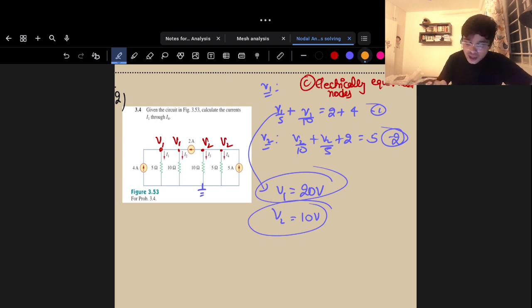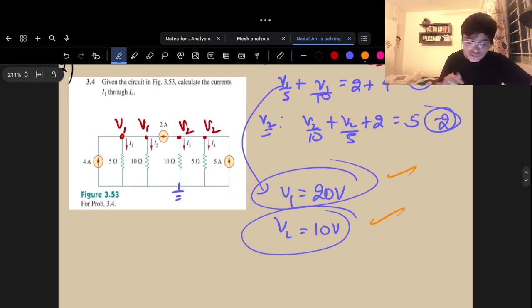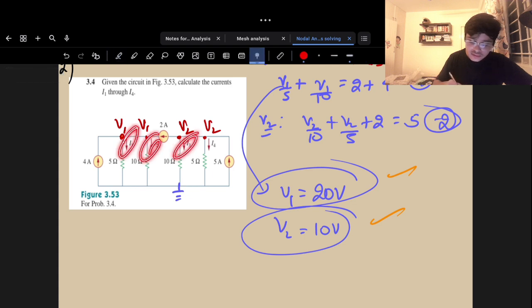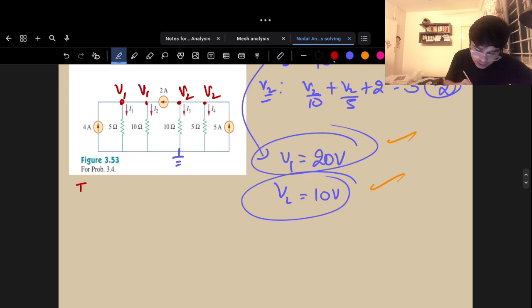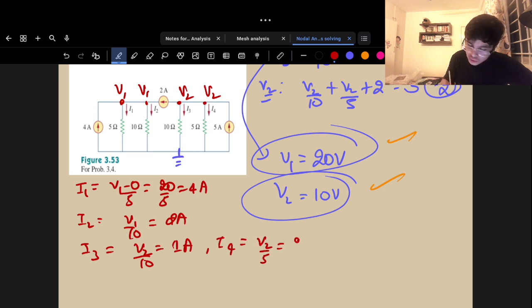All right. Now, once we have these two, who is stopping us from finding the currents, right? So I1 would simply be V1 minus 0 by 5, which is 20 by 5, equal to 4 amps, and I2 will be V1 by 10, equal to 2 amps. I3 will be V2 by 10, equal to 1 amp, and I4 will be V2 by 5, equal to 2 amps.